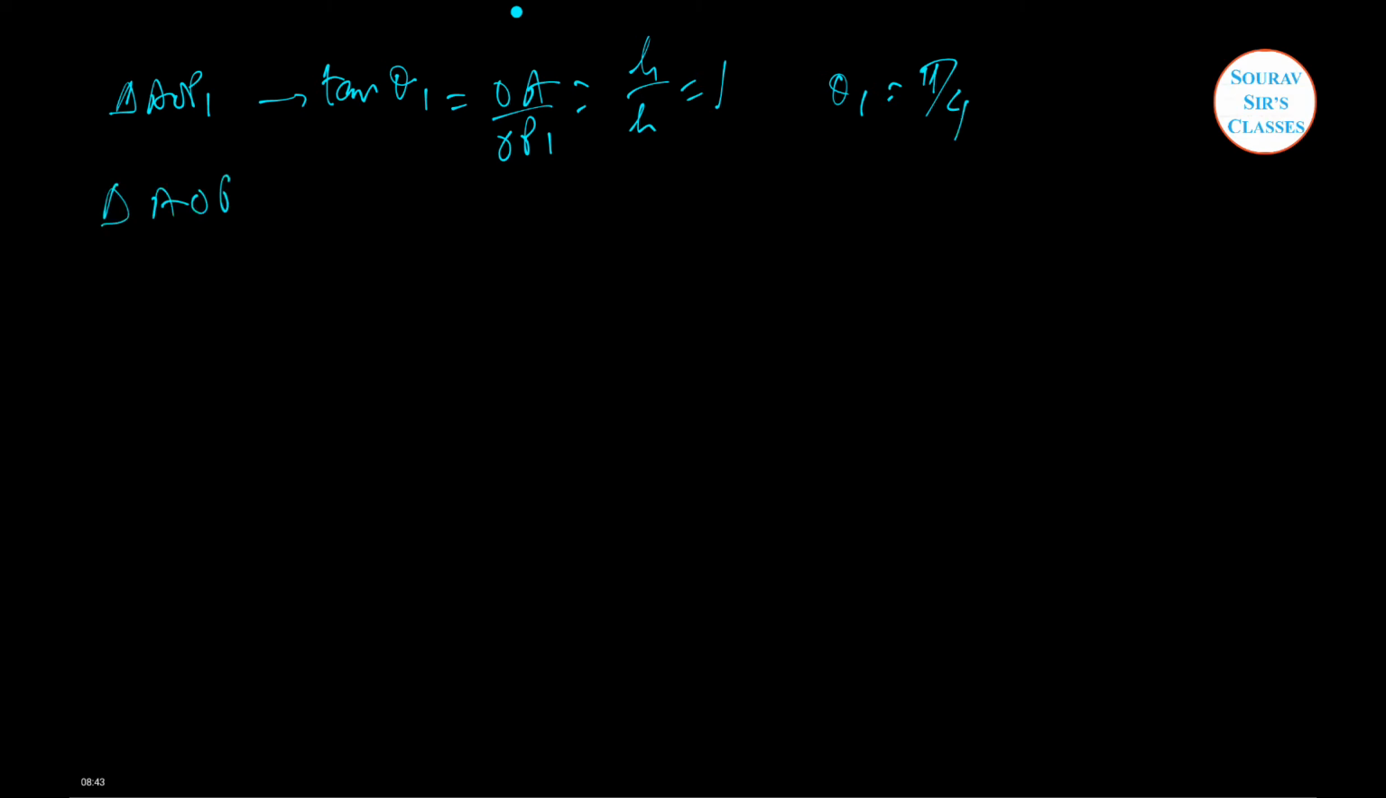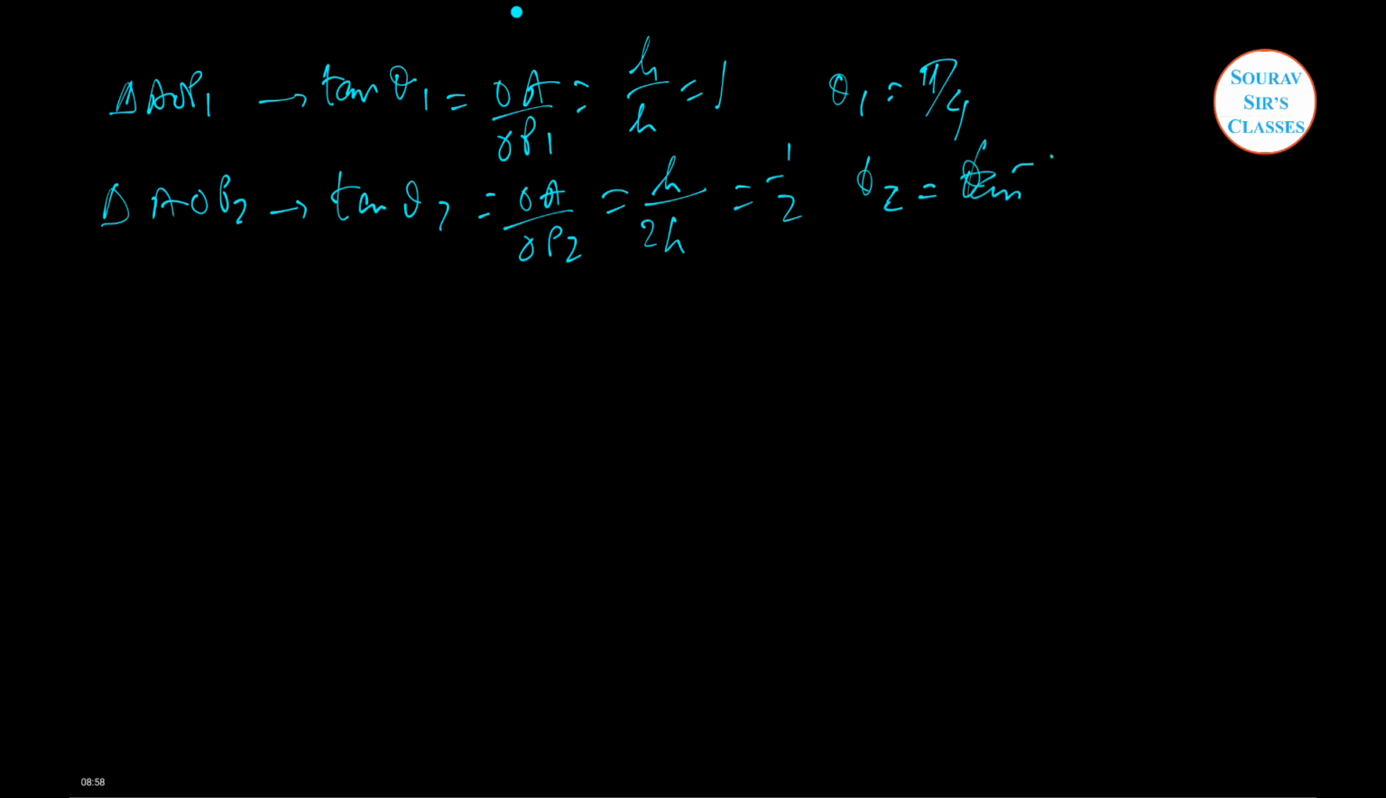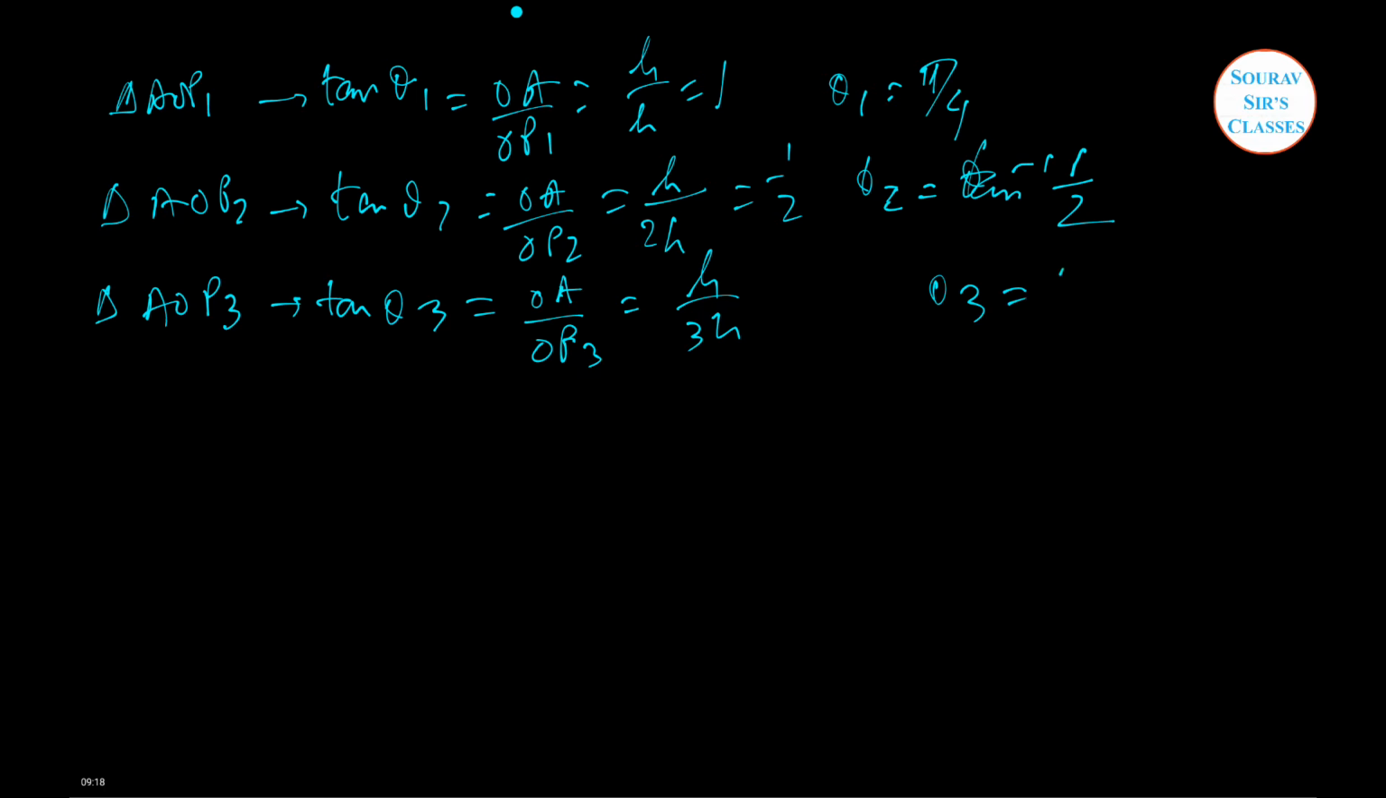In triangle AOP2 we get tan theta 2 equal to OA by OP2, so this is h by 2h, it's half. So theta 2 equal to tan inverse half. In AOP3, tan theta 3 is OA by OP3, so that is h by 3. Similarly you can write it as tan inverse 1/3. That you can directly write, so we just leave this part.